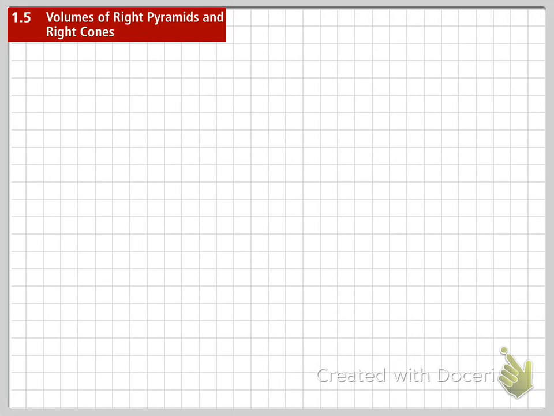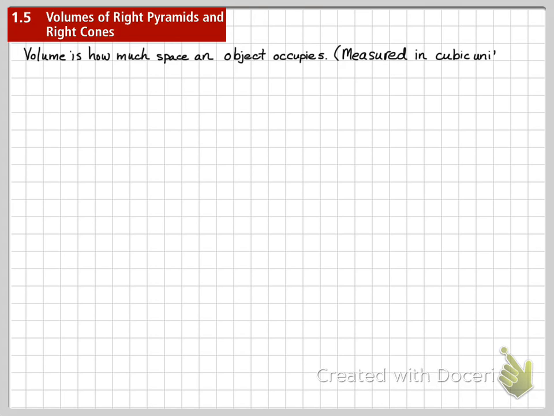Alright, today we're looking at topic 1.5 for the volume of right pyramids and right cones. A volume is how much space an object occupies. This is going to be measured in cubic units.